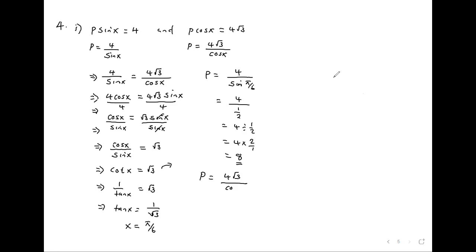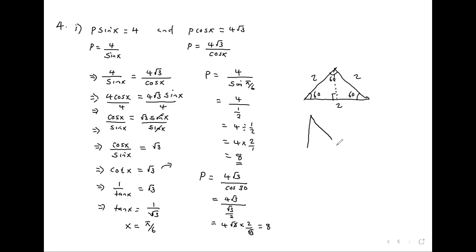And then you go back and get p. So you say p is equal to 4 over sine 30, which is 4 over a half. We are doing 4 divided by half, which is 4 multiplied by 2 over 1, which is 8.